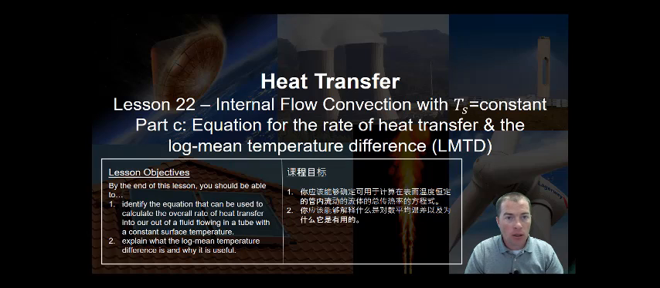This is the third part of the 22nd lesson in heat transfer. In lesson 22, we have been discussing internal flow convection heat transfer in the case when the tube or duct in which the fluid is flowing is held at a constant temperature. In the last part of the lesson, we derived the equation that governs how the mean temperature of the fluid flowing in the tube changes in the direction of flow.